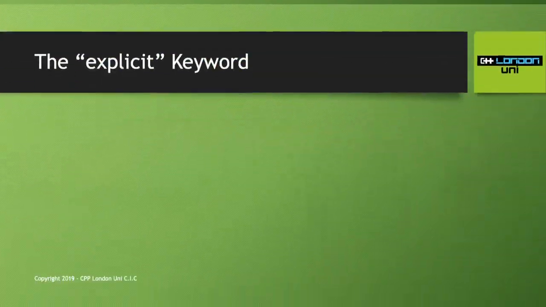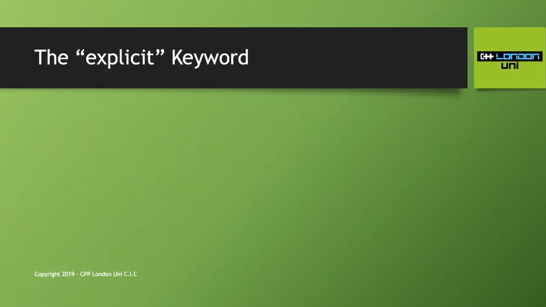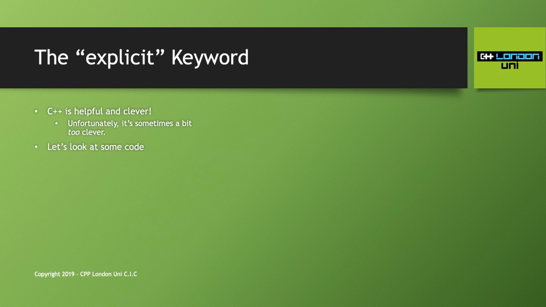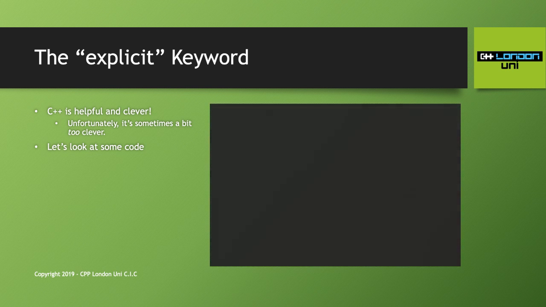Right, so the explicit keyword looks quite intimidating at first, but hopefully this will show you that it's not. So C++ is helpful and clever. It's lovely, actually. Despite some of the complexity, it's generally quite nice to use. But sometimes it's too clever for our own good. And I'm just going to show you a bit of code.